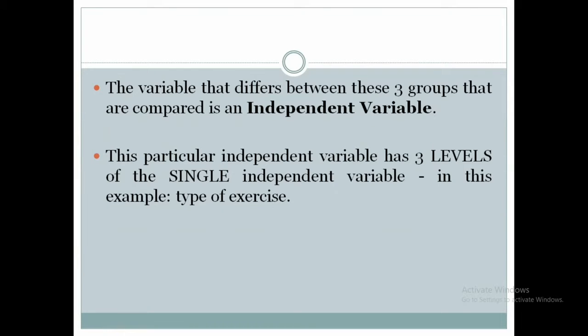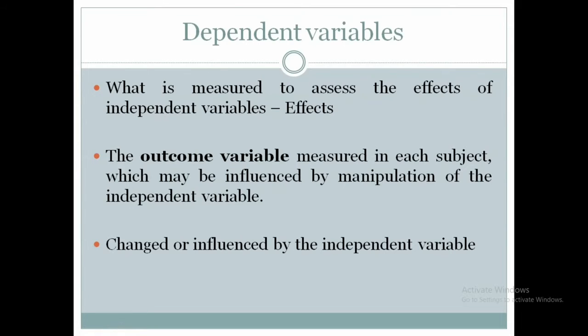So the variable that differs between the 3 groups that are compared is an independent variable. This particular independent variable has 3 levels of this single independent variable. In this example, the type of exercise is an independent variable, right? Okay. Next comes the dependent variable.